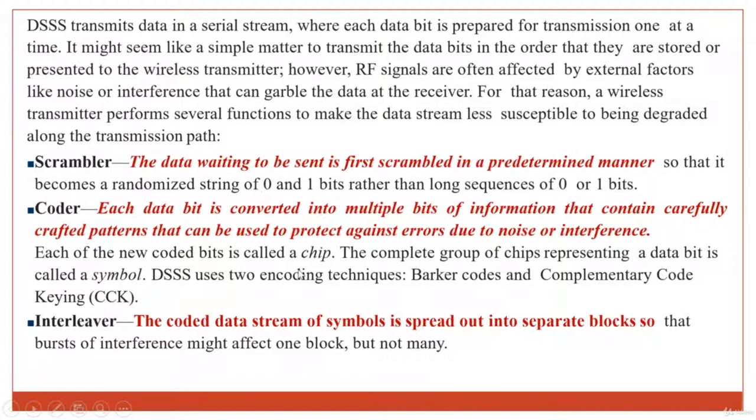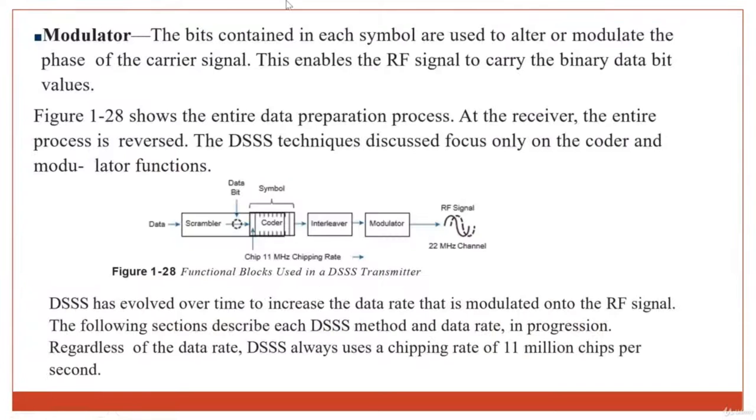Next we have the interleaver. What is the interleaver doing? Whatever input you are getting, the data bits from the coder, the interleaver will spread into separate blocks. So you have data, then bit, and then block. Finally, we have the modulation. Once the modulation happens, it will flow in the air as an RF signal.